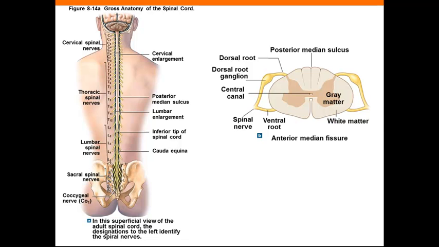So if you had to draw arrows of which way the information is traveling here, the dorsal root ganglia would have information coming from the nerve towards the spinal cord. And if you were to draw an arrow for the ventral root, that would be information leaving the spinal cord going towards the ventral root. Just a little application for you there.